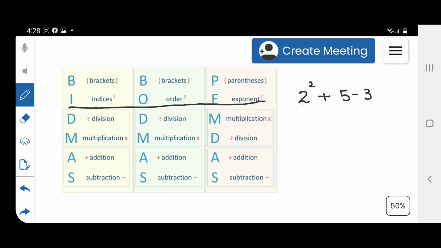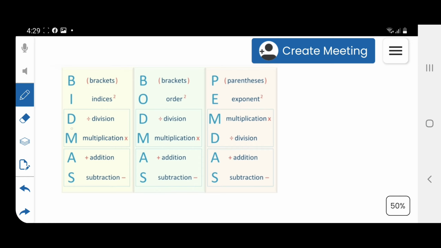So if something is given in the form of a power in a question, what we have to do after looking for brackets, the second thing we have to solve is the indices. So here in this question we are not going to subtract these two first, but first we are going to start with this power. So 2 square means 2 into 2, 2 times 2. Here you can write it this way if you want to write it in expanded form. Otherwise you can directly solve it. It is 2 square, that is 4, then plus 5, and then minus 3.